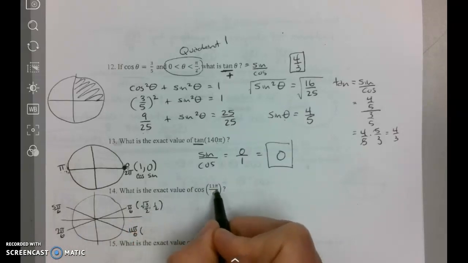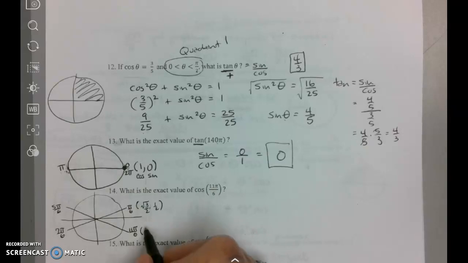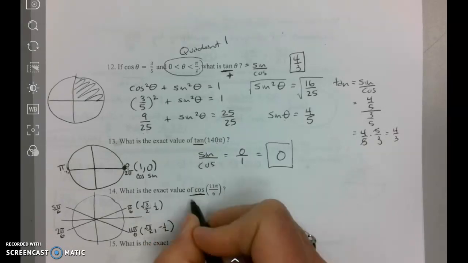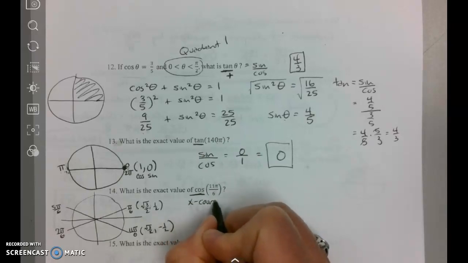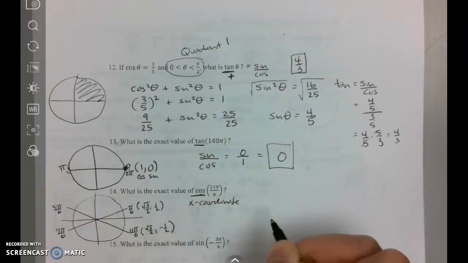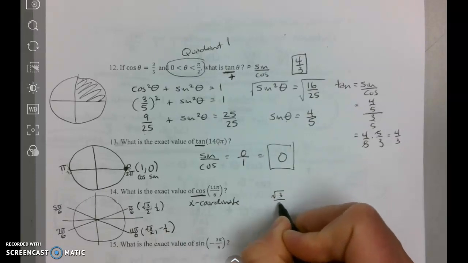Down here is the one I care about, though, where 11 pi over 6 is. The x-coordinate is still the square root of 3 over 2. The y-coordinate is negative 1/2. Cosine is the x-coordinate, which is the square root of 3 over 2.